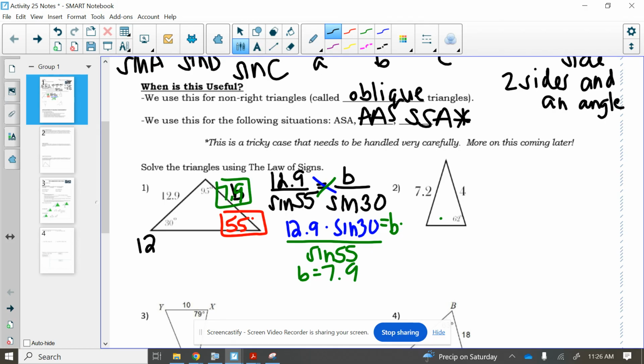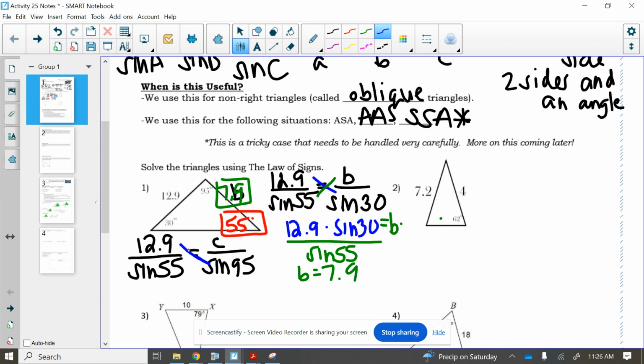I, again, like to use the 12.9 and the sine of 55 because I'm pretty confident that angle is 55, just in case I type something in wrong. And then I need to find this other missing side. I'm going to call it C. It is across from the 95-degree angle.